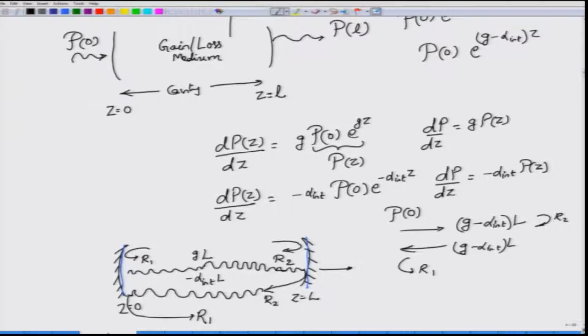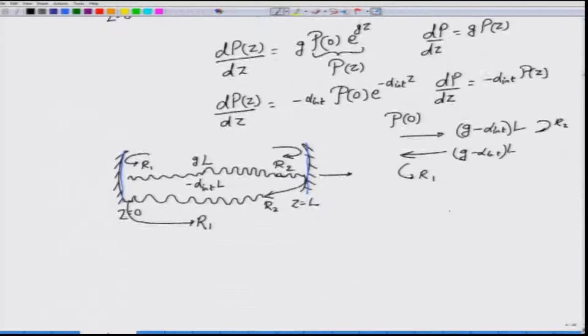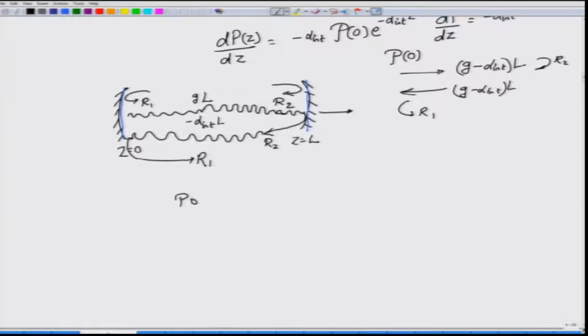So, P of 0 times e to the power g minus alpha int times L times R2 would be the power that is reflected, which then propagates again as e to the power g minus alpha int times L and then reflects once more to give you R1. So, here you actually have an input power which is P of 0, and then after all this round trip propagation and this double reflection, you get the power which is P of 0 times this particular quantity.